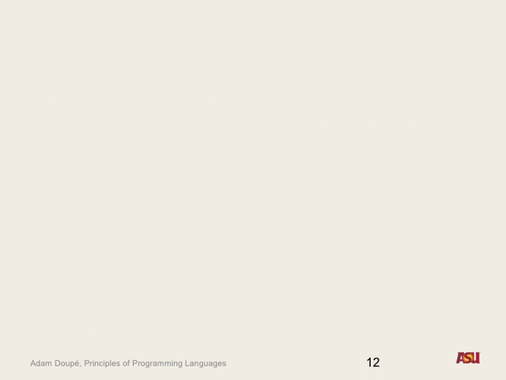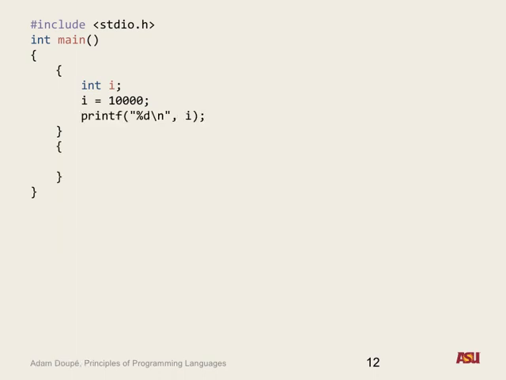All right, let's look at an example. So here we have a C program, include standard io.h. We have our main function. So here we're defining a scope with the curly braces. We have a block, we're defining a scope. We have a smaller block within it. We have an int I equal to 10,000, print out I. Then another block, print out I.